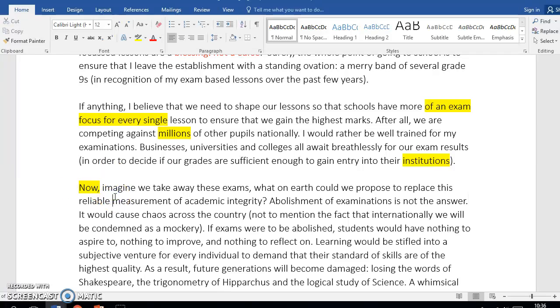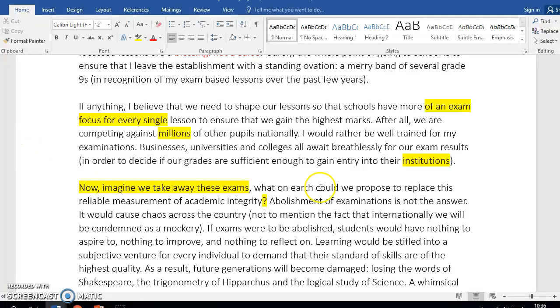"Now, imagine we take away these exams. What on earth could we propose to replace this reliable measurement of academic integrity?" So you've got the rhetorical question there, whilst using a complex sentence as well, because you've got the subordinate clause here. Remember, subordinate clause: a group of words that don't make sense on their own, in the middle. And yes, by the way, you can use two commas, like brackets, if you didn't know that before. Please practice that.